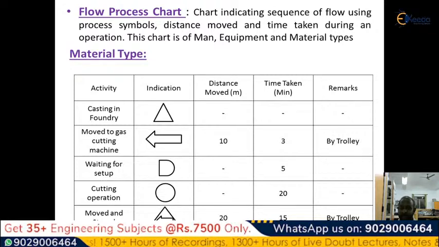So 20 meters to travel. So how can it be enhanced? Then 20 minutes are required for making this cutting operation. How can it be enhanced? So just by seeing the chart alone, I can have an idea of what the process has to be optimized here.